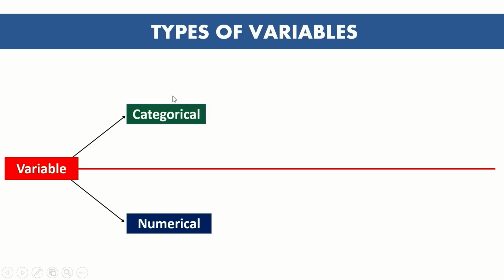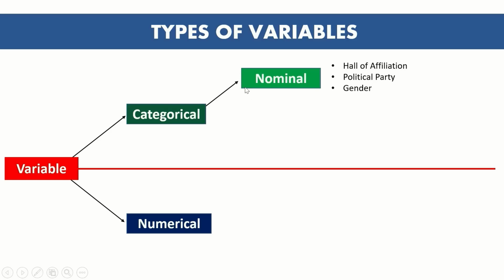Now, in categorical variable, we have types. The first type of categorical variable is nominal. So note that nominal is a type of categorical variable, so it has to get the qualities of categorical variable. But in nominal, order is not important. So none of the groups is higher than the other. An example is hall of affiliation, political party, gender.